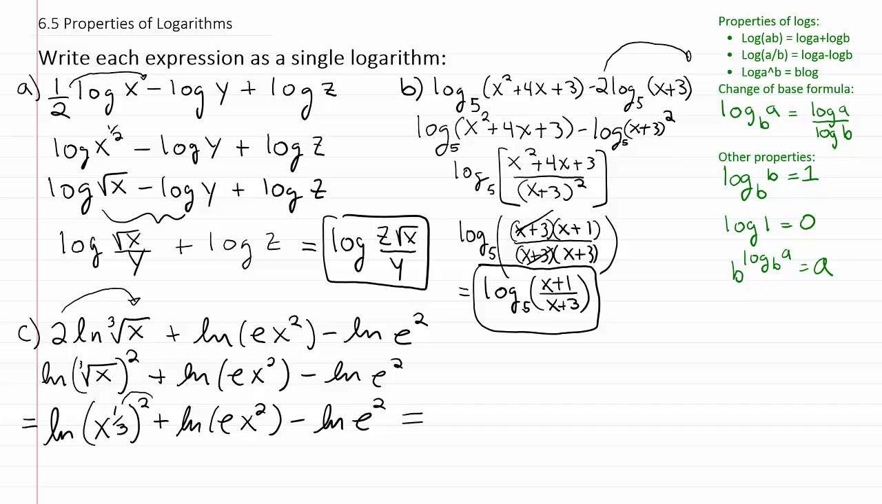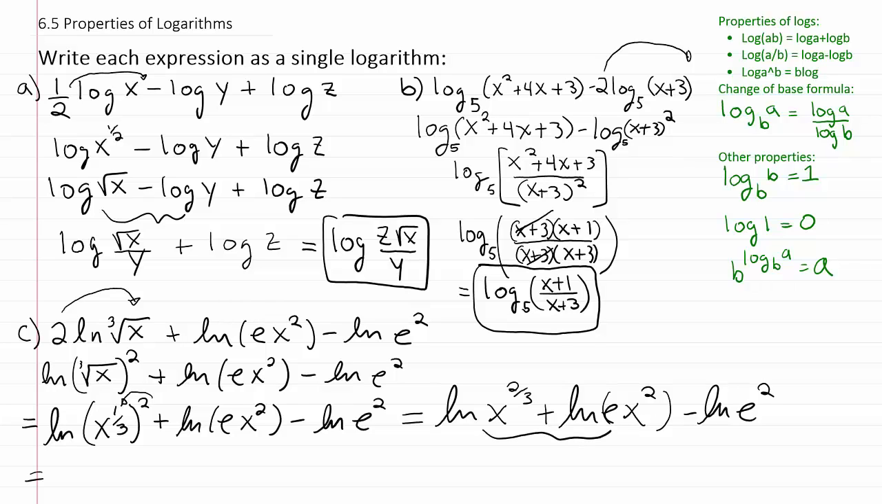So it'll be 2 distributed in here to make it ln of x to the 2/3 power, right? Then we'll have plus ln of e times x squared, right? And then we'll have minus ln of e squared. Well, let's go ahead and rewrite that first sum here as a product. So we'll have 1 ln, and then we just multiply the two pieces. Then we'll have e x to the 2/3 times x squared.